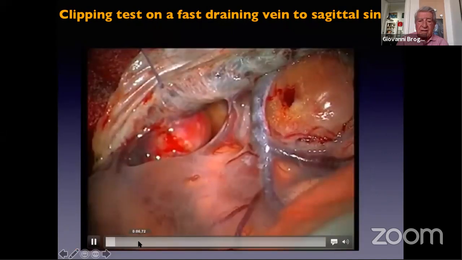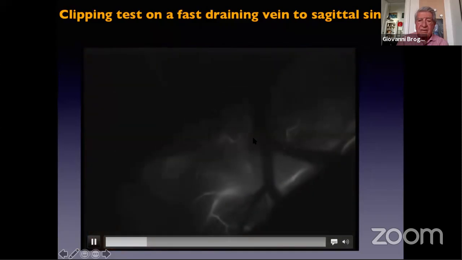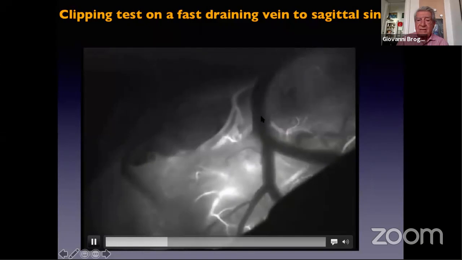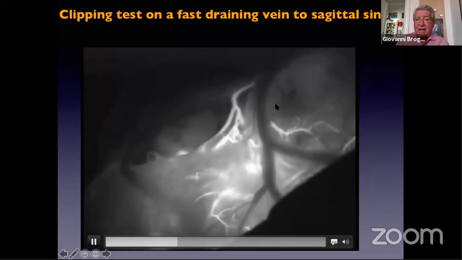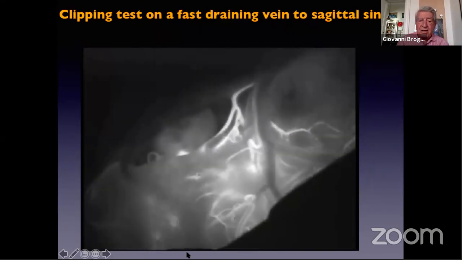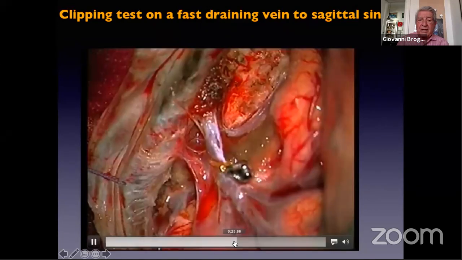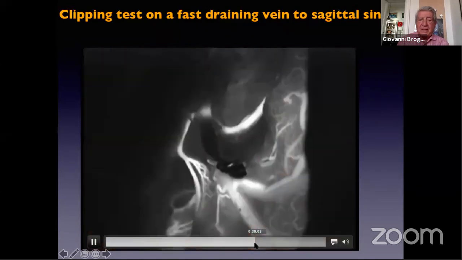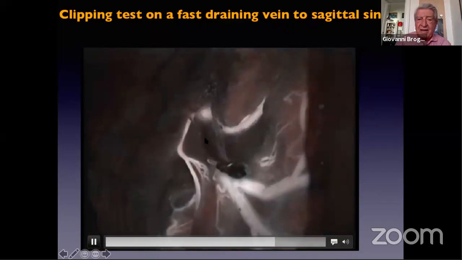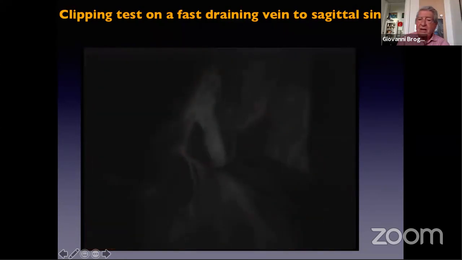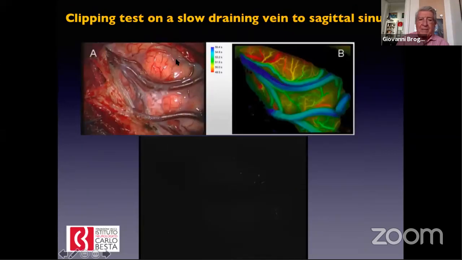You see here, the drain is only, there is no circulation outside of this drainage. Nevertheless, you put a temporary clip, you perform ICG again, and there is no circulation. So this vein cannot be sacrificed. You have to avoid anything. Another situation, a little bit more complicated.